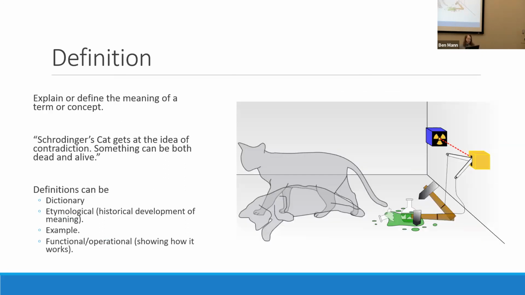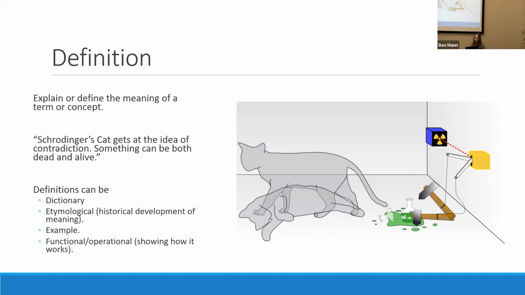A definition, right, is explaining the concept. So Schrodinger's cat is a contradiction. The cat's both alive and dead. A definition could be a dictionary definition. You might draw from a dictionary source there. It can also be how the meaning of a term has developed. For instance, the term gay, right, has a lot of different connotations over the last several decades.